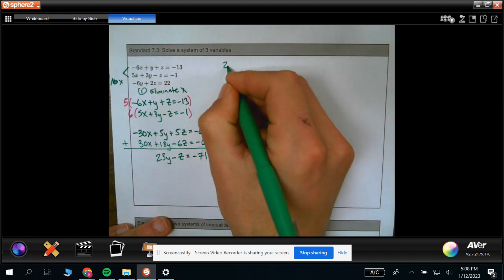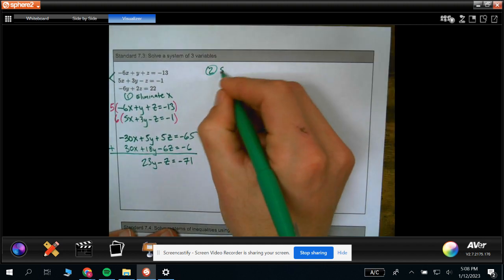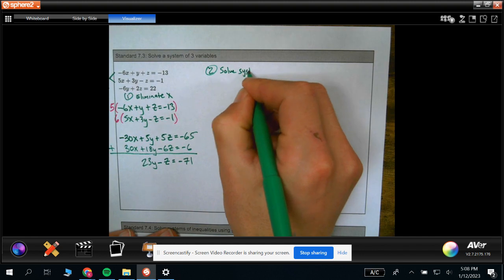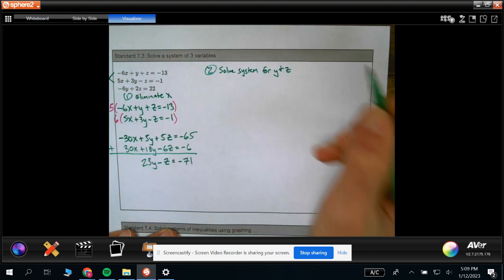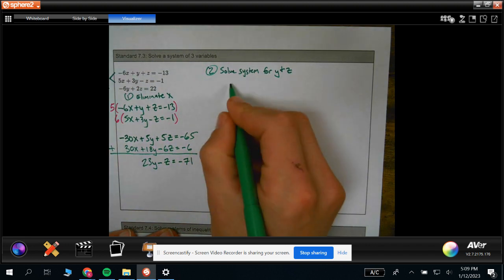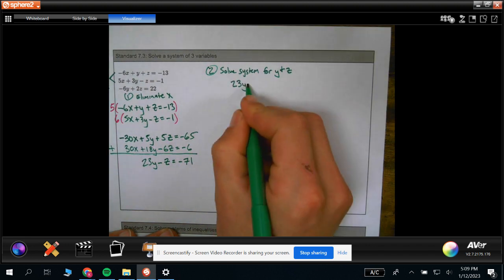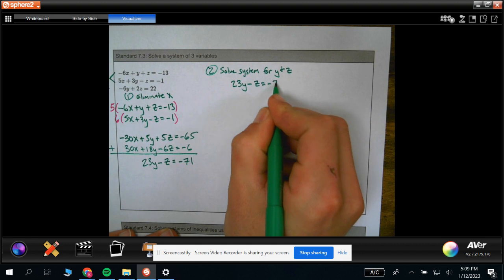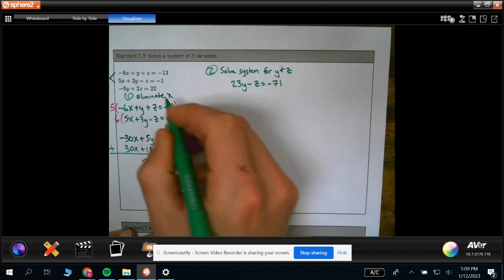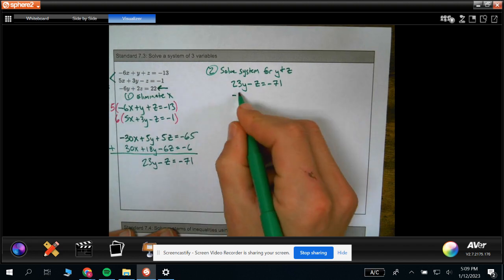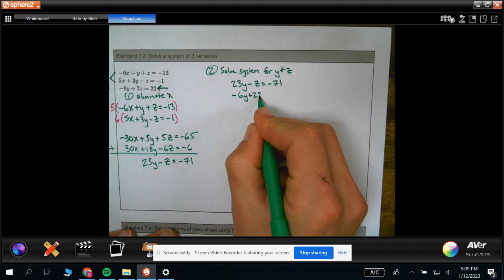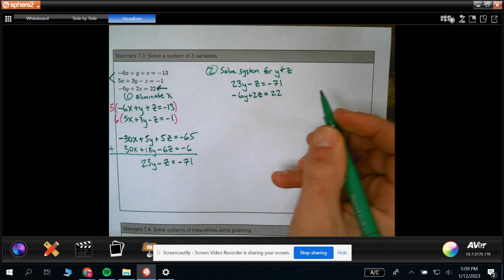Because now, step 2, I want to solve the system for y and z. I have a system of two equations with just y and z in them: 23y minus z equals negative 71, and then I have this one right here, negative 6y plus 2z equals 22.